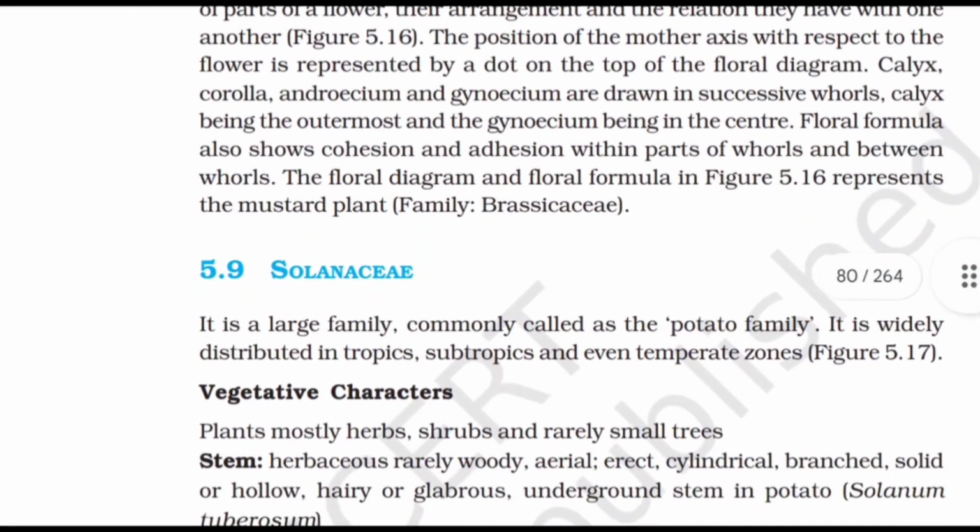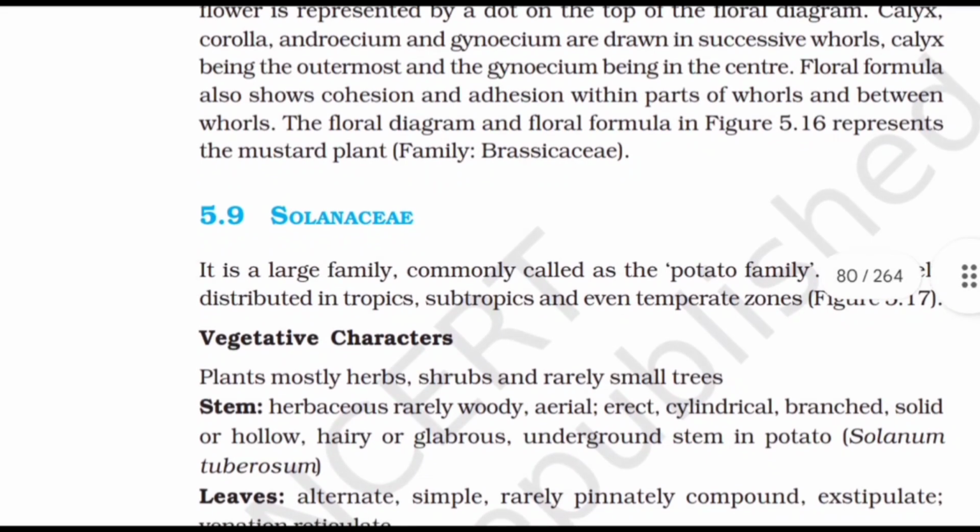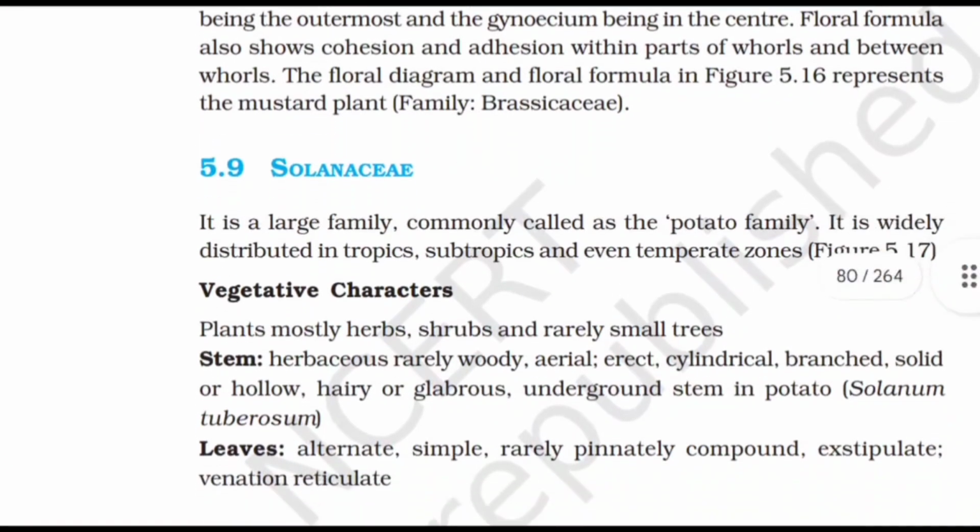5.9 Solanaceae. It is a large family commonly called the potato family. It is widely distributed in tropics, subtropics, and even temperate zones. Vegetative characters. Plants mostly herbs, shrubs, and rarely small trees. Stem. Herbaceous, rarely woody, aerial, erect, cylindrical, branched, solid or hollow, hairy or glabrous. Underground stem in potato, that is Solanum tuberosum.